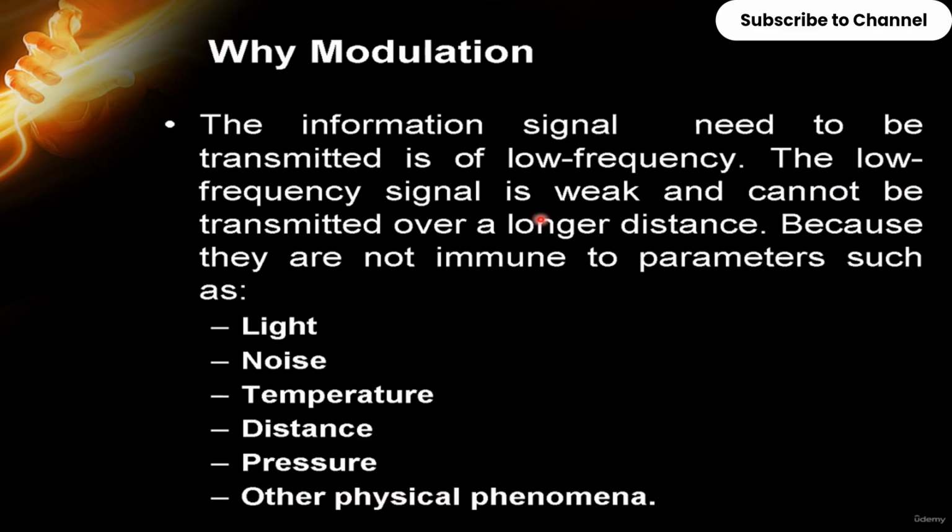This low frequency signal is a weak signal which cannot be transmitted over a longer medium. So in order to avoid that, we can provide some immunity to the signals. Why immunity? The signal can be faded due to various parameters such as light, noise, temperature, distance, pressure, and other physical phenomena. So in order to avoid all these things, the signal needs to undergo a modulation process, right?